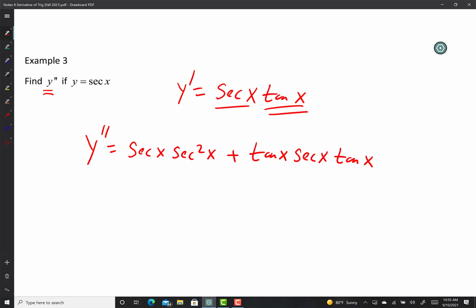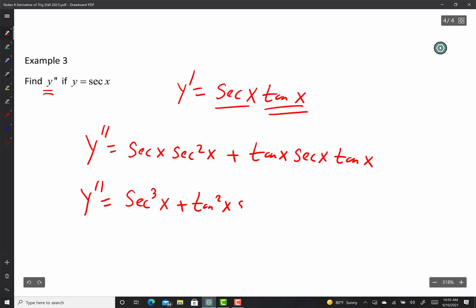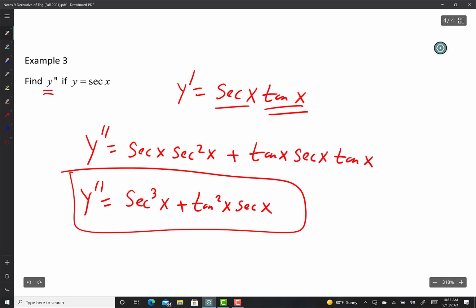Now we're just going to make it pretty. This is all a product, right? Y prime prime equals secant x times secant squared. That's going to be secant to the third. Put the 3 after the c. Plus tan x times secant x times tan x. So how many tans do I have? Perfect. There it is. I would leave it alone right there. Done. We feel okay?